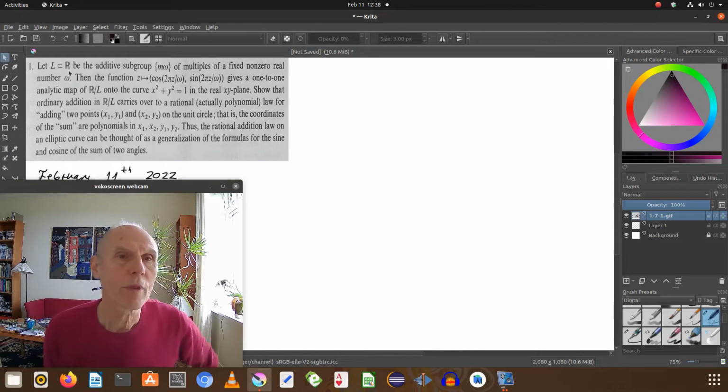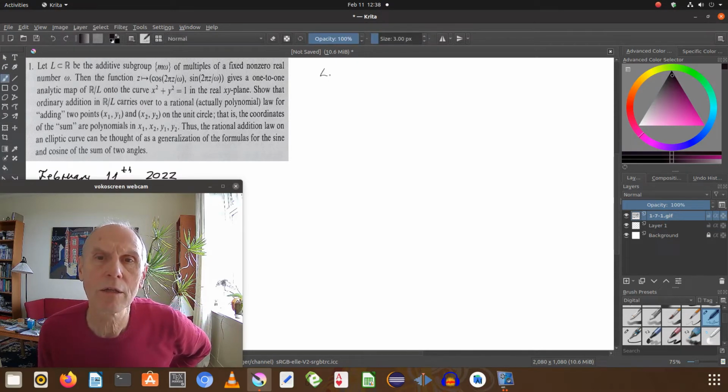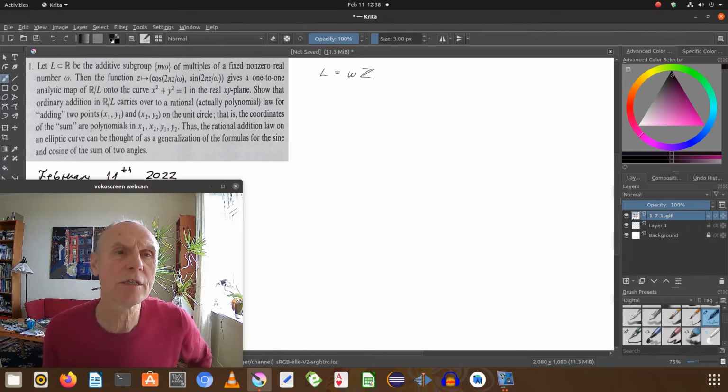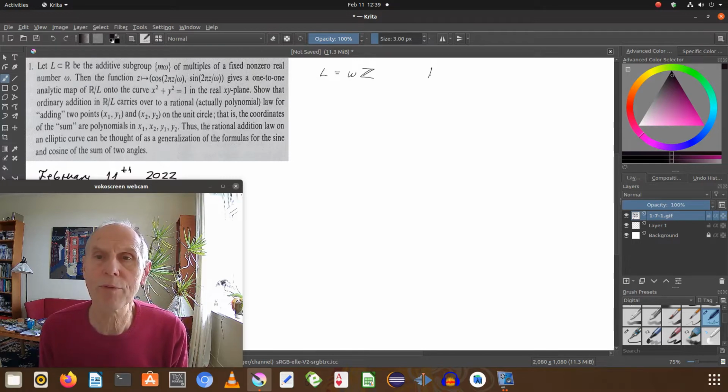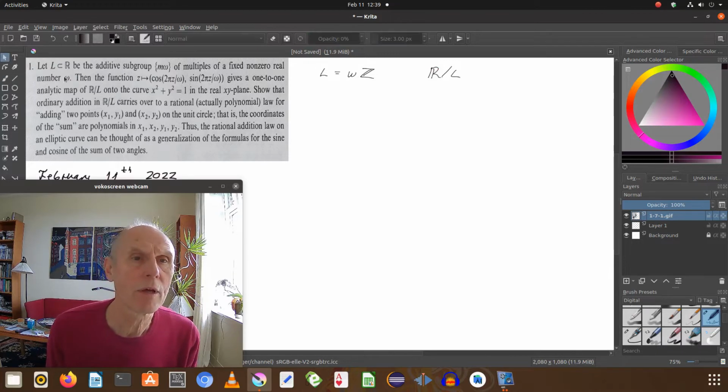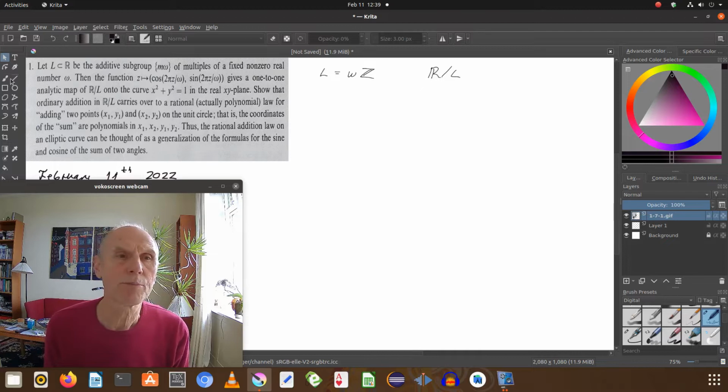So R is the additive subgroup, and L is omega times Z, the integers. So that's a subgroup with addition, and since it's a normal subgroup, we can form this quotient. And then we have a function onto the unit circle.